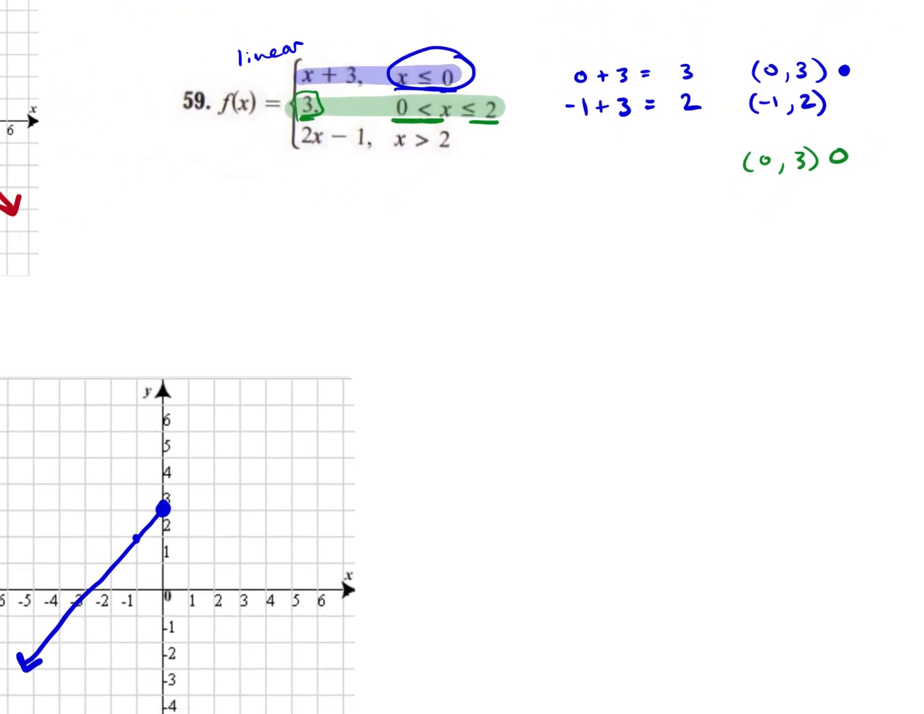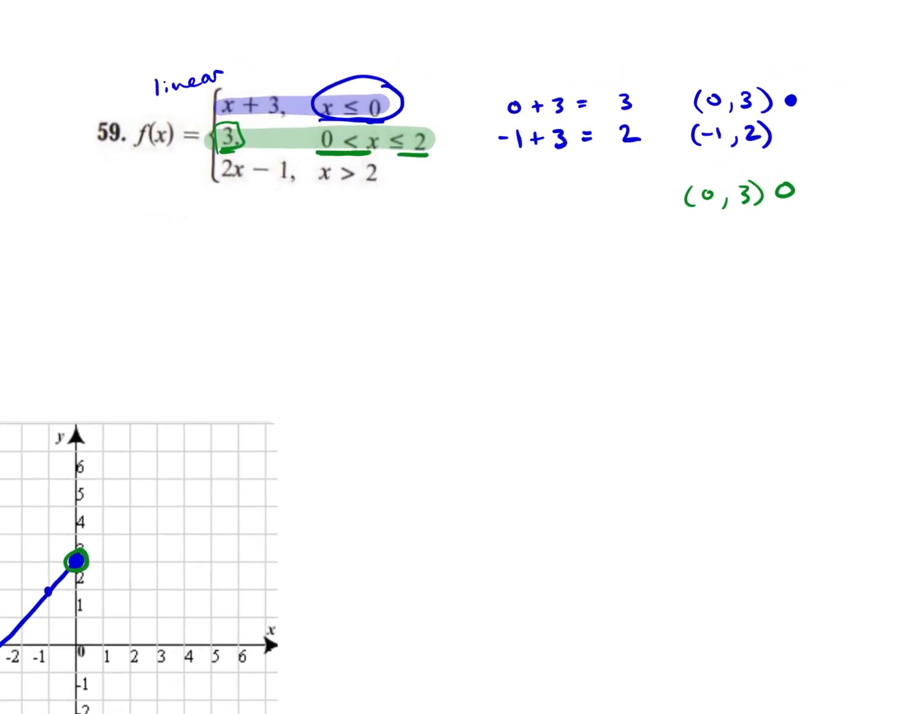So I'm going to go to my graph. I stay at 0, go up 3, put an open circle. Here they happen to overlap too. It's not going to be the case every time that they overlap. Just so happens in these examples.